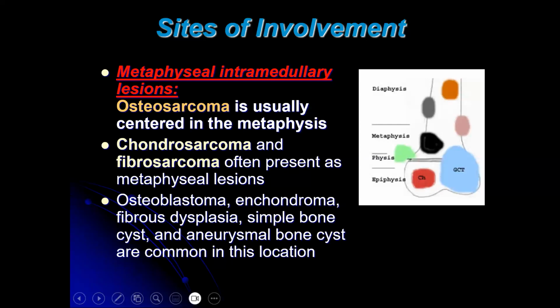Chondrosarcoma and fibrosarcoma often present as metaphyseal lesions. Osteoblastoma, enchondroma, fibrous dysplasia, simple bone cysts, and aneurysmal bone cysts are benign lesions, and they commonly occur in the metaphysis. So never forget this.